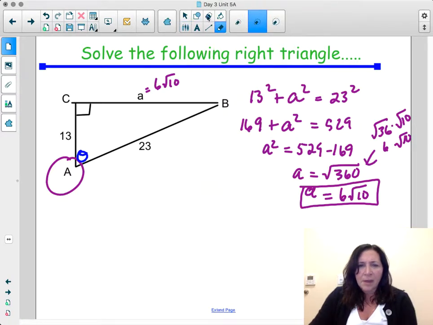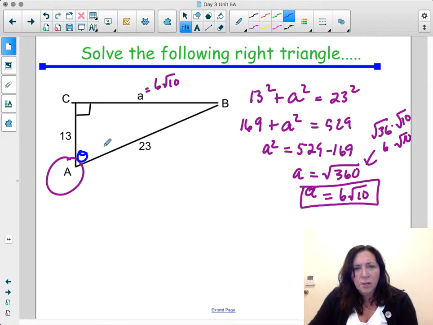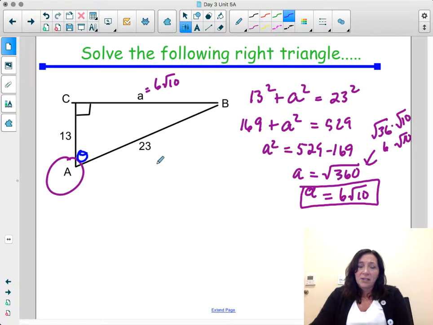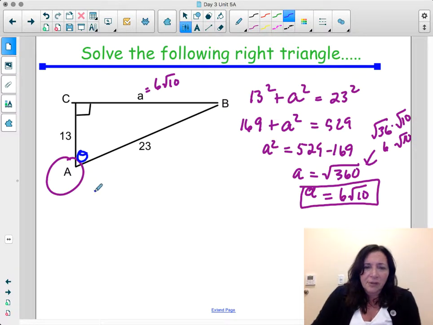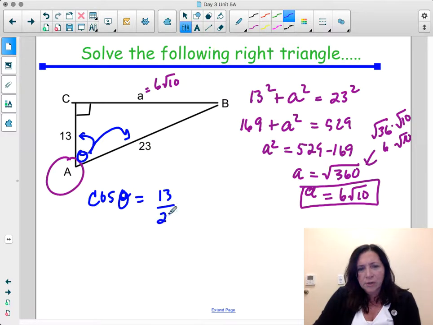But anyway, in order to find that, I have all the sides. So if you have all the sides, you can use sine, cosine, or tangent. You have options. I'm going to use cosine. So cosine of theta, cosine is adjacent over hypotenuse. So cosine of theta is equal to 13 over 23.